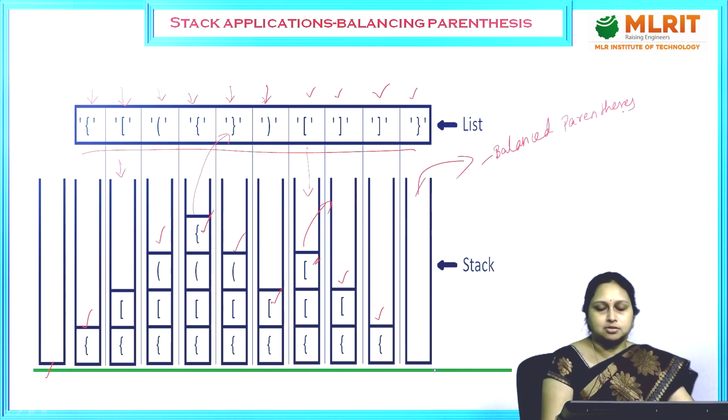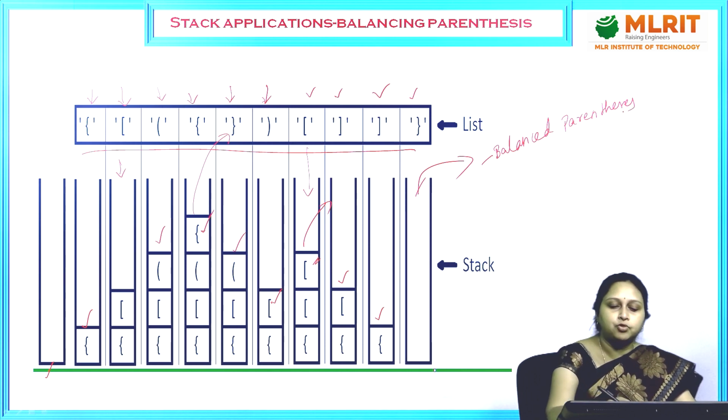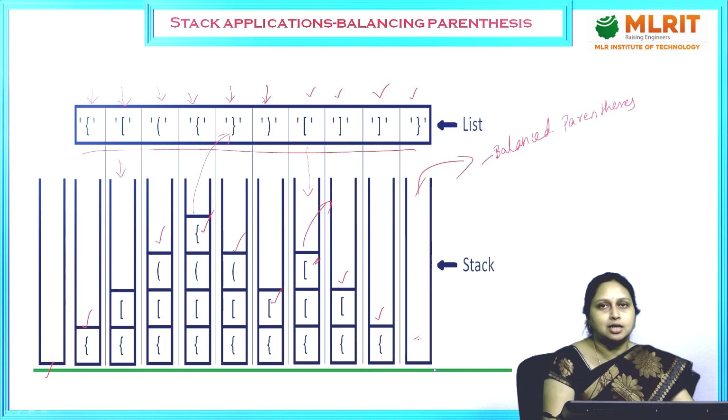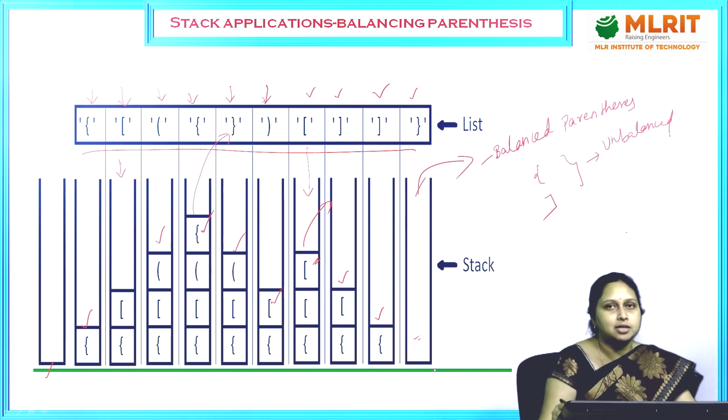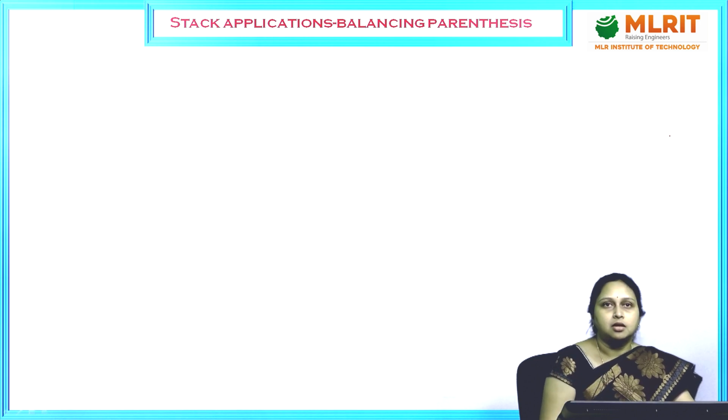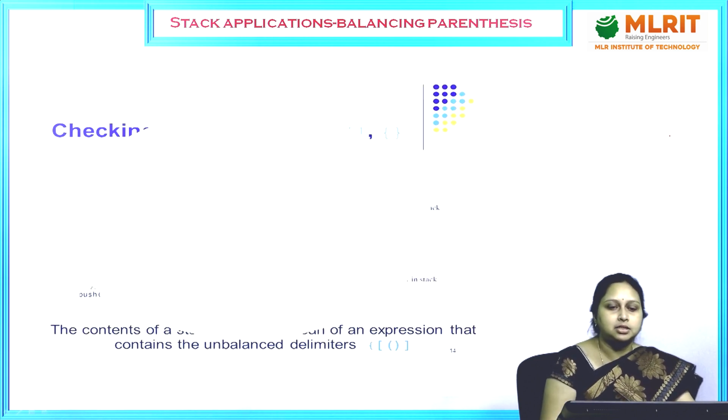balanced parenthesis. If anything is left over in the stack, then we can say it is an unbalanced parenthesis. That means we are left with either a curly open parenthesis or any closed square parenthesis. If something is left in the stack, then we can say it is unbalanced parenthesis.